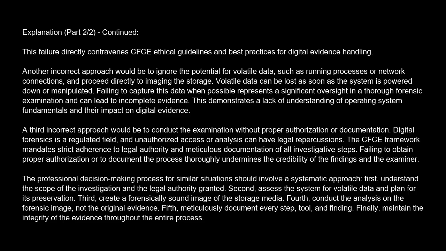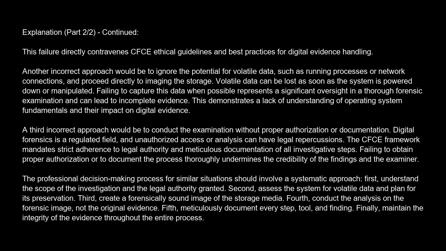A third incorrect approach would be to conduct the examination without proper authorization or documentation. Digital forensics is a regulated field. An unauthorized access or analysis can have legal repercussions. The CFCE framework mandates strict adherence to legal authority and meticulous documentation of all investigative steps. Failing to obtain proper authorization or to document the process thoroughly undermines the credibility of the findings and the examiner.